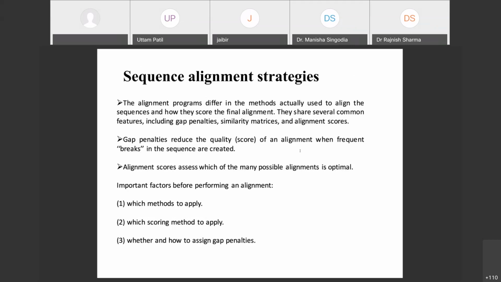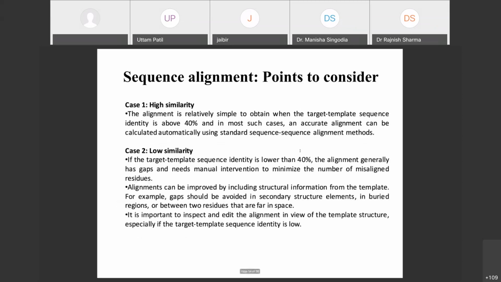Now, when we perform an alignment, we look into the methods. What are the methods which we have to choose, especially if you are using a protein structure, a protein sequence, or a nucleotide sequence? A different kind of alignment tool will be required. Then you have to have a different kind of scoring method depending upon the kind of sequences and whether you want to assign gap penalties, because as I said, gap penalties may reduce the quality of an alignment.